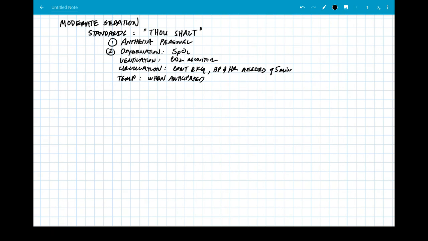So really, it's not that much different from a general anesthetic. You have a pulse oximeter. You have a patient on continuous EKG monitoring. Their blood pressure and their heart rate is being assessed every 5 minutes. The problem sometimes comes when you need to monitor CO2. If the procedure itself does not allow to monitor CO2, then you can use clinical signs. However, I strongly urge to use CO2 whenever available.